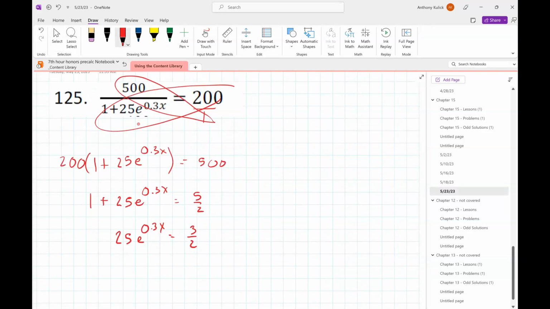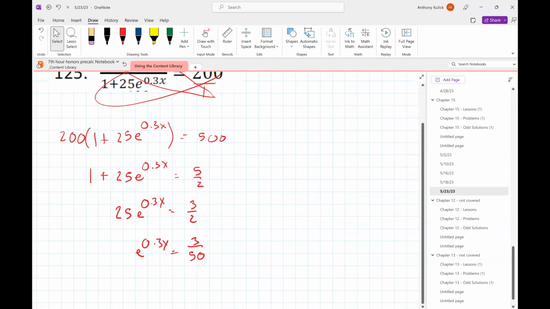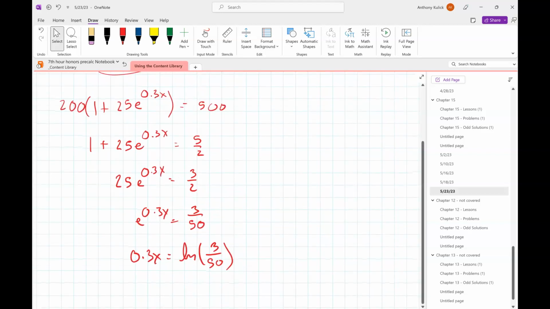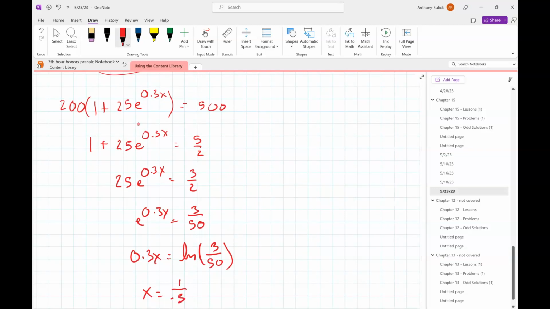And then I'll divide both sides by 25. Again, I'm going to leave it as a fraction. And then to get rid of the exponent base e, I'm going to do a natural log. Log base e, so the logarithm matches the exponent base. And then divide by 0.3. And then it's just calculator time, my dudes.